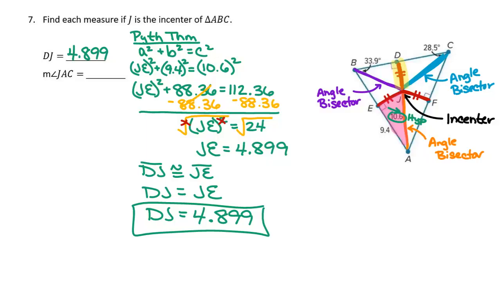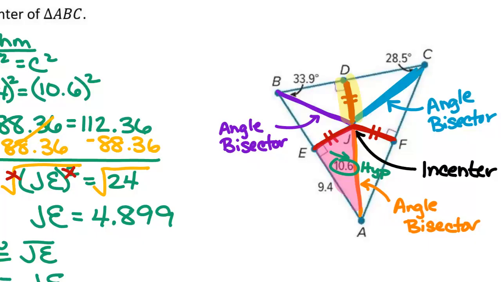We want the measurement of angle JAC. So JAC, I'm going to switch colors. There we go. That's this angle right here. Do we know how big that angle is? Do we know how big the angle next to it is? Well, that's a segment. That's 9.4. That's a segment. It doesn't have degree markings on it. I don't know how big this angle is. I don't know how big this angle is.